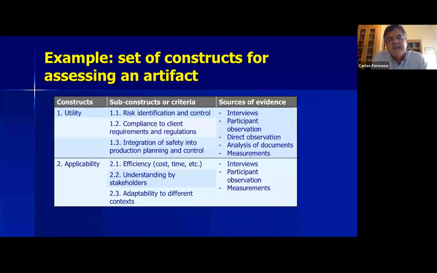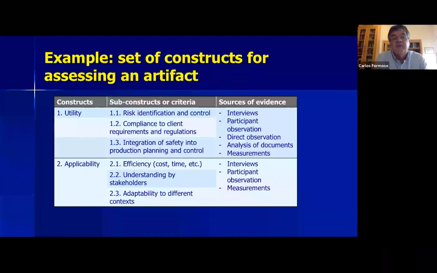And this is the criteria we have used to assess that model. So that model was implemented in 4 construction sites. And then we devised criteria. What is the utility of that model, the safety planning and control model?